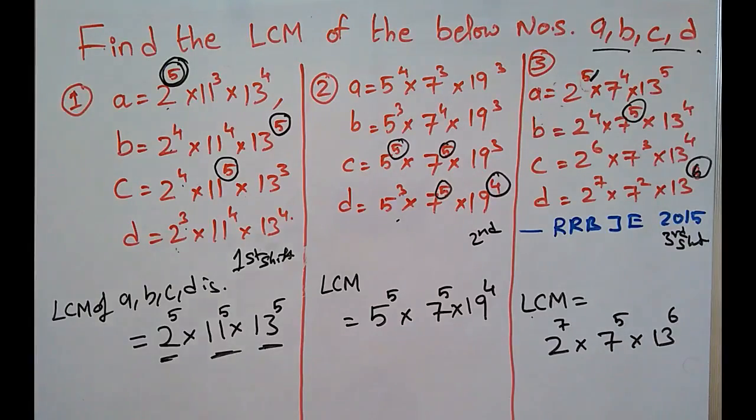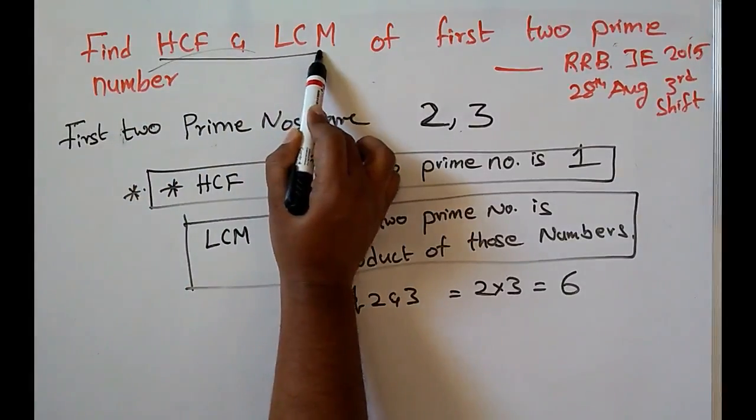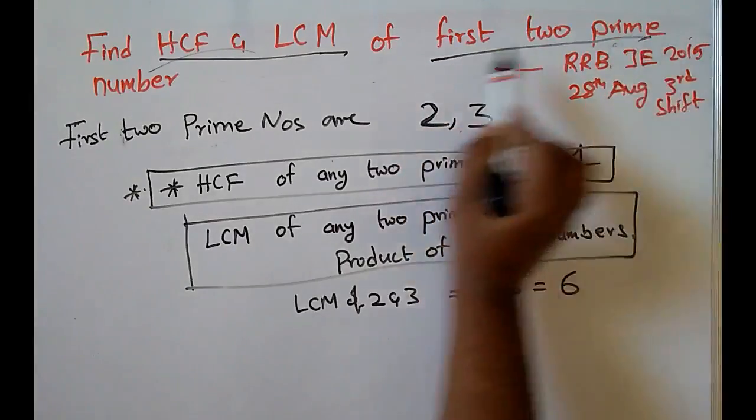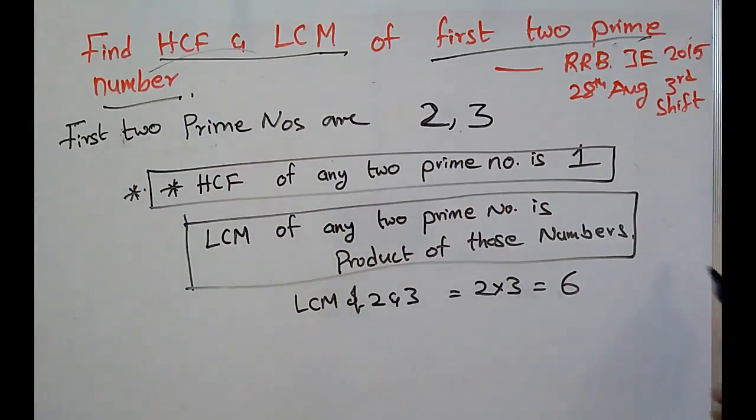That's it, friends. Find the HCF and LCM of the first two prime numbers. This has come in the previous year RRB JE 2015, 20th August, third shift, friends. Here, what we have to find? We have to find the LCM and HCF of the first two prime numbers.